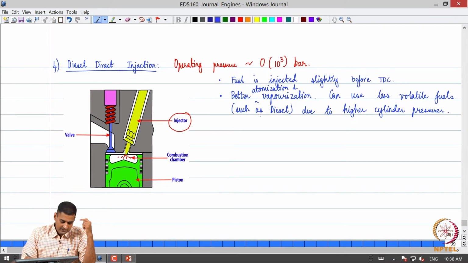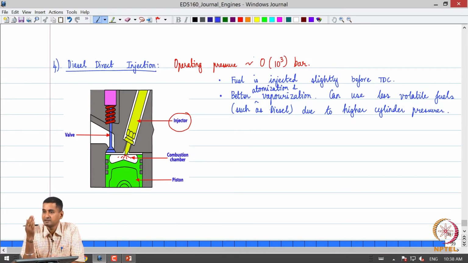So, essentially we have operating pressures in the range of 10 power 3 bars, and this ensures very good vaporization, and even the rate of delivery of the fuel is also pretty high. So, those are the attributes of a direct diesel injection system. Obviously, the cost and complexity are very high.